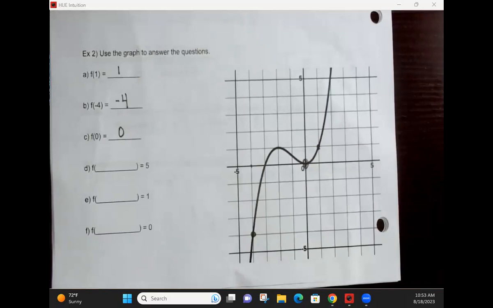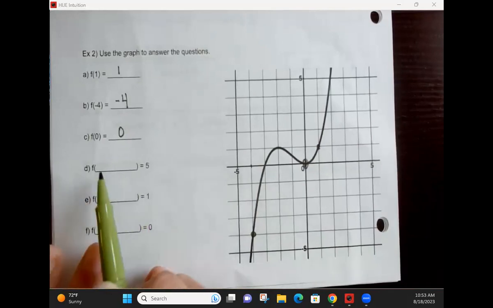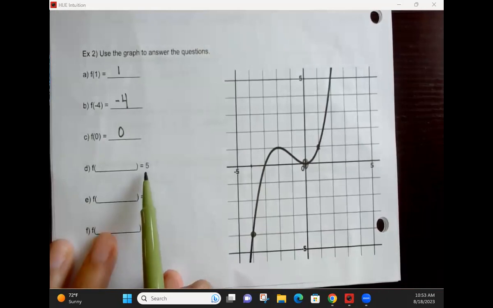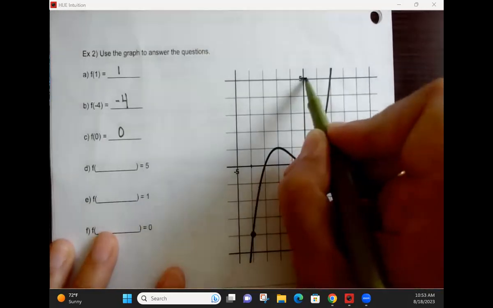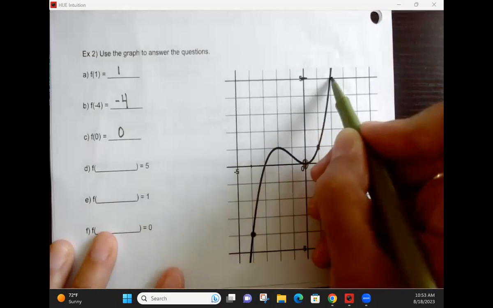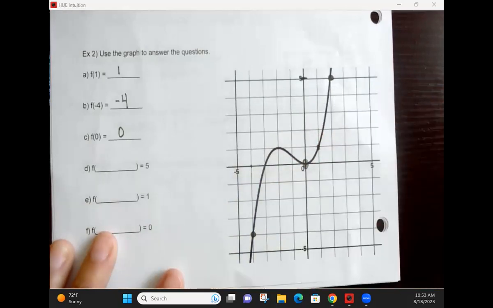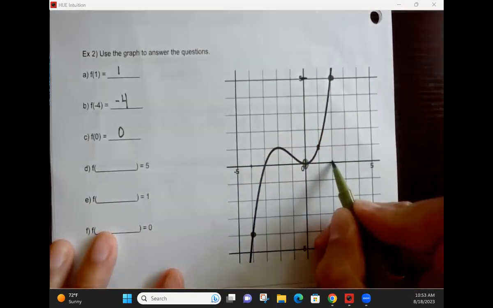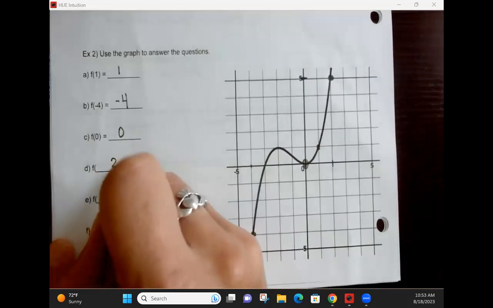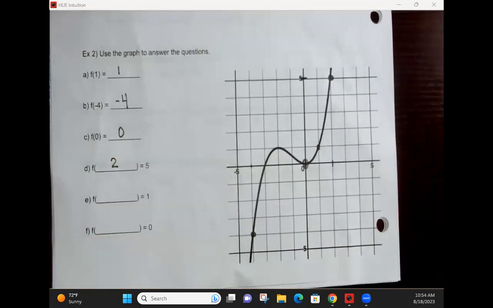But for our later section here, we can have times where an output can come from more than one input. So we're going to see that here in just a second. So for D, f of something equals 5. So here's 5, just one spot on my graph. So x had to be 2. If my output was 5, my input had to be 2.